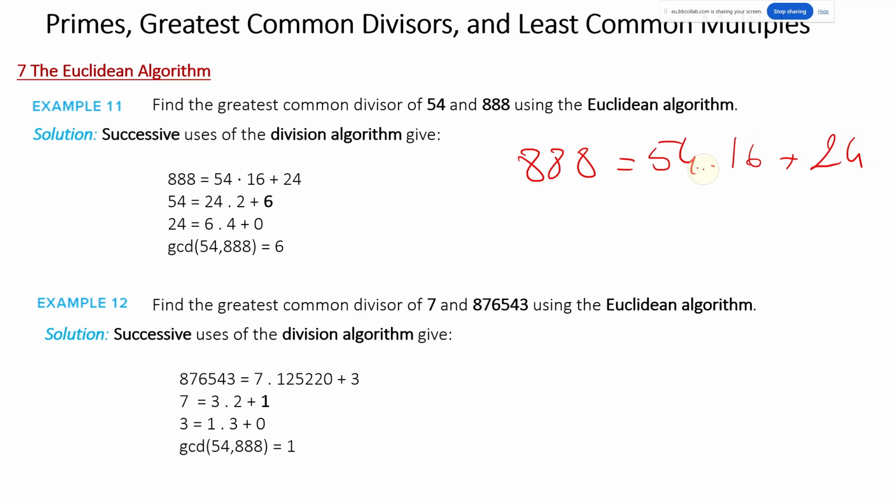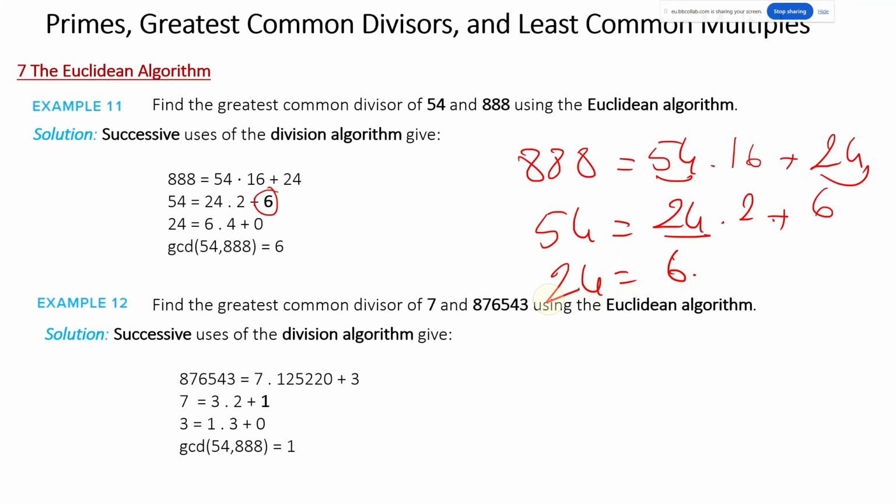Now I'm going to take this 24 and try to get how many 24s I'm going to have in 54. So obviously I can take 2 of them, that's 48, and then 48 plus 6 gives me 54. So this is actually where the 6 comes from. Then I keep going, so the 24 now becomes the number that I need to divide by 6. 6 times 4 is 24, so the remainder is 0.